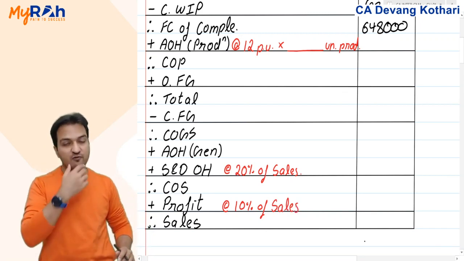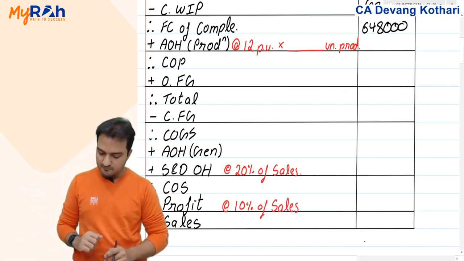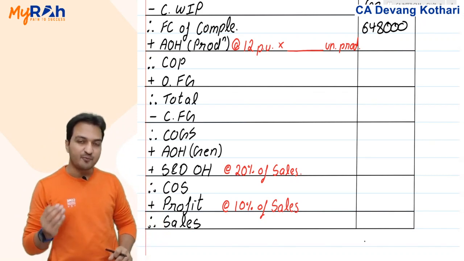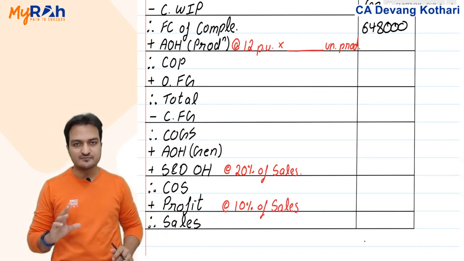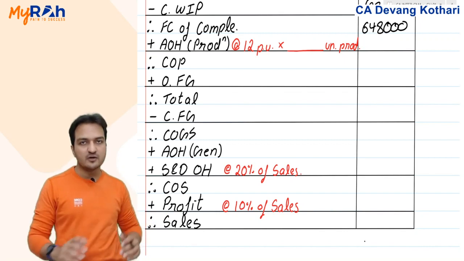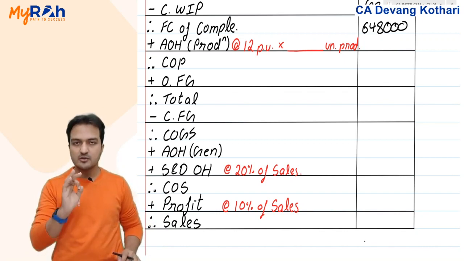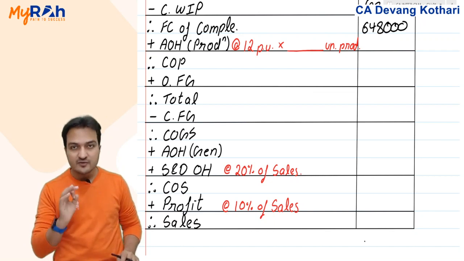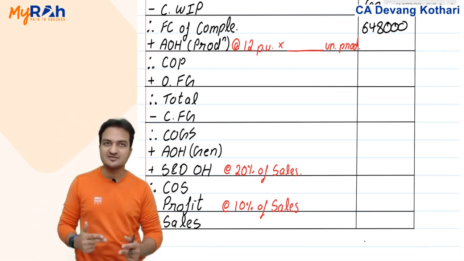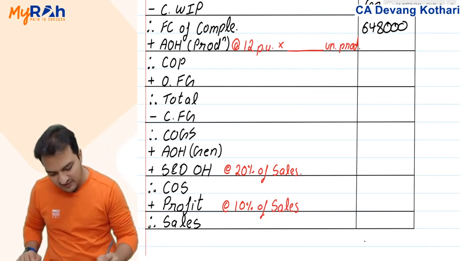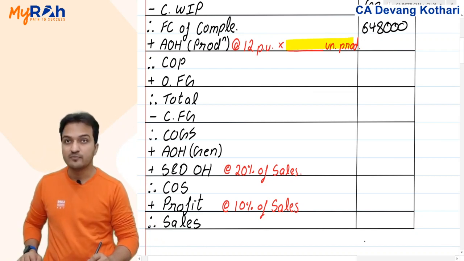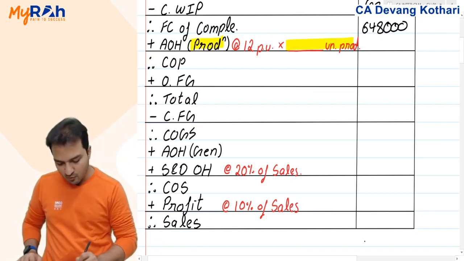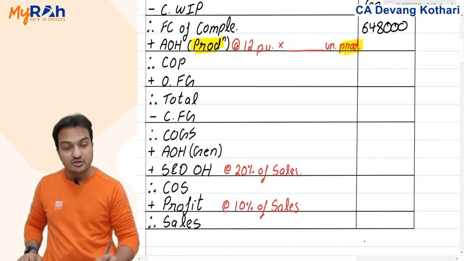That is 10% of sales. Now, if profit is 10% of sales, selling price means it is 10% of the sales. Also, you were given units sold is 7,600. Now, 7,600 is the sold units given. Can I use that units over here? No, because for admin overheads, what I need here is production units.